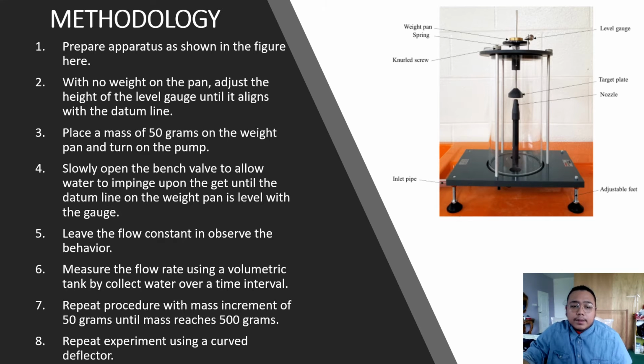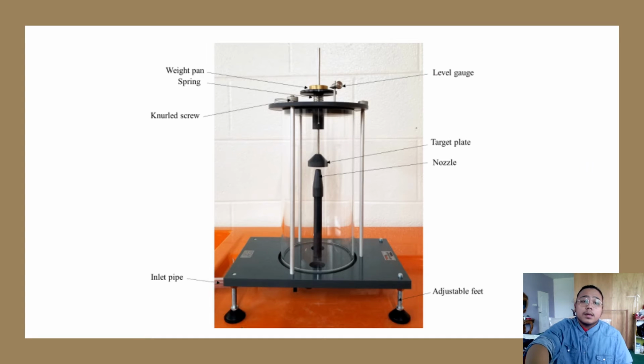And then we start to repeat the procedures with a mass increment of 50 grams until the mass reaches 500 grams. And finally, we need to repeat the whole experiment using a curved deflector to replace the flat one. So that's for the procedure of this experiment.